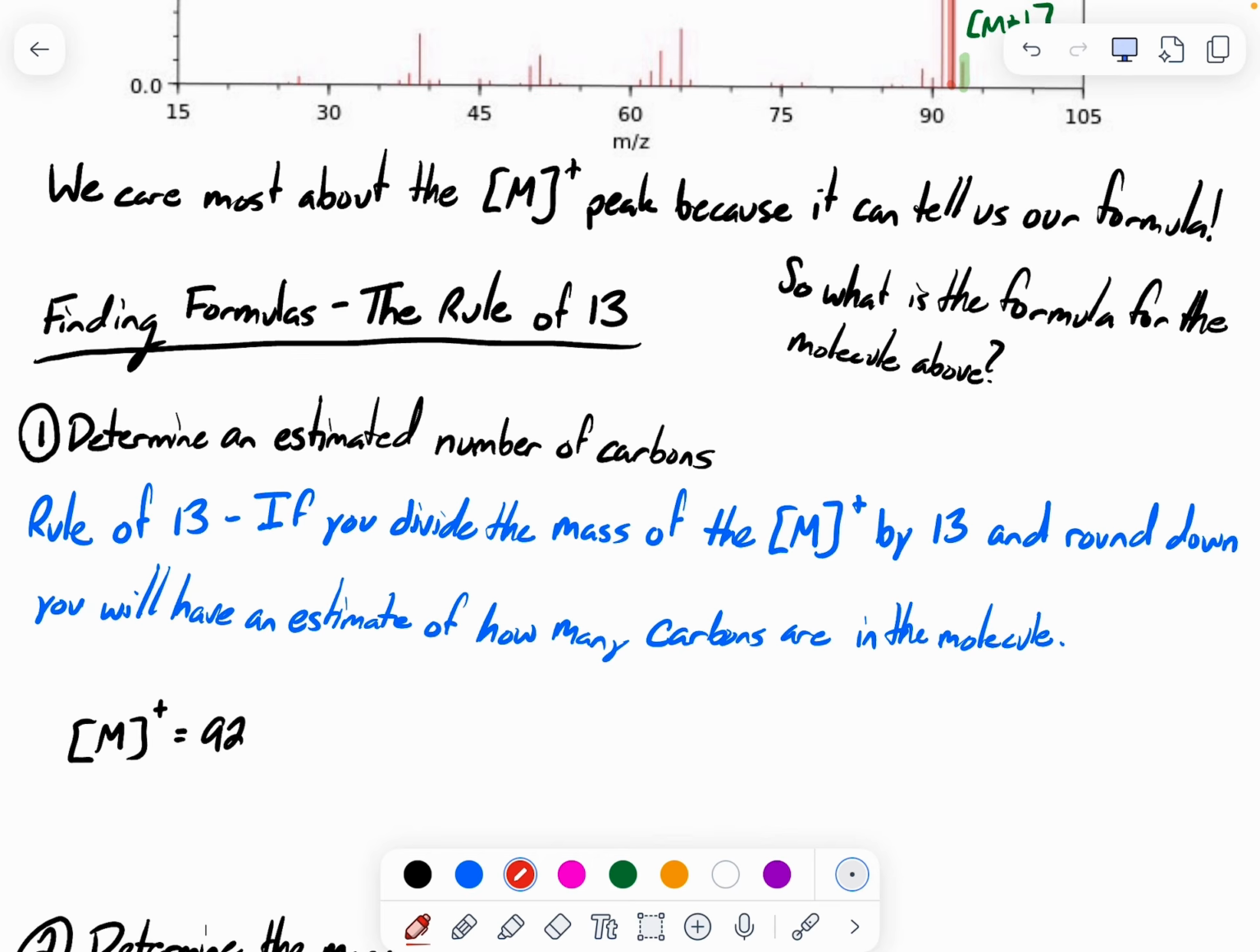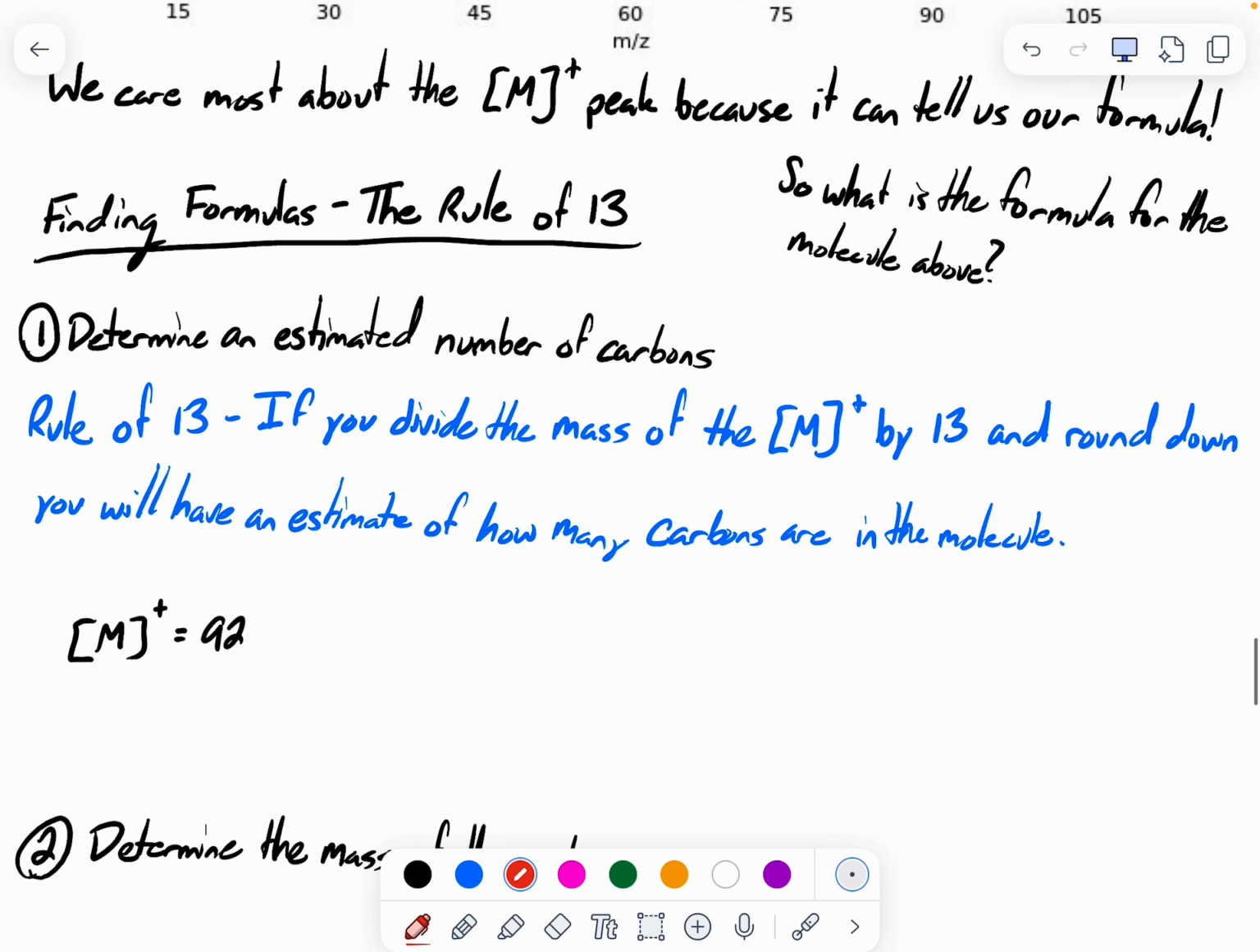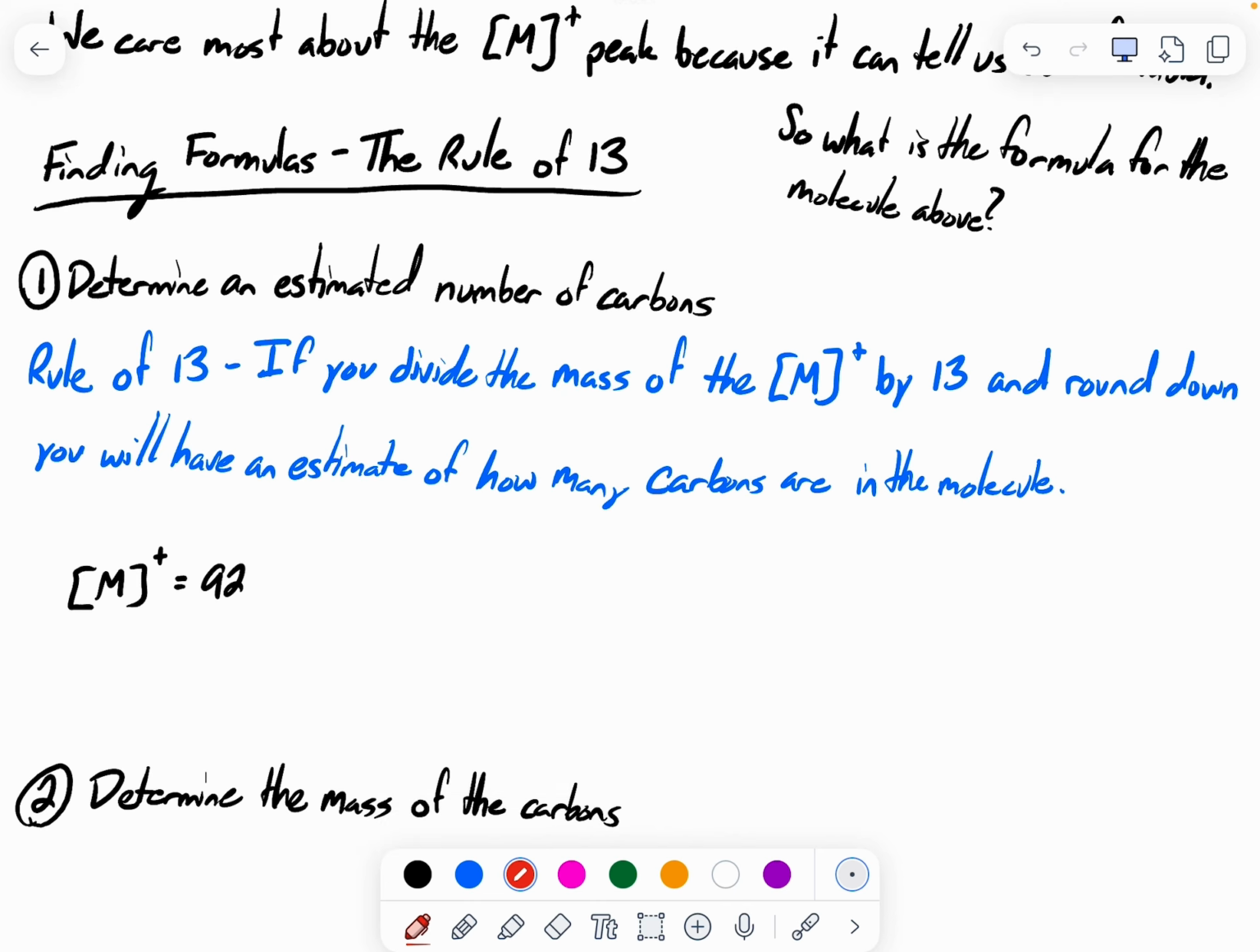The first thing you want to do is determine an estimated number of carbons present within that structure. To do so, we can follow something called the rule of 13. If you divide the mass of the molecular ion peak by 13 and then round down, you have an estimate of how many carbons are there. This works because the mass of carbon is actually 12, but by dividing by 13, we're accounting for a couple of hydrogens to give some wiggle room. Since it's an estimate, it's not always going to be perfect, but it'll be pretty close most of the time. So let's take the 92 that we just had up there and see what we get.